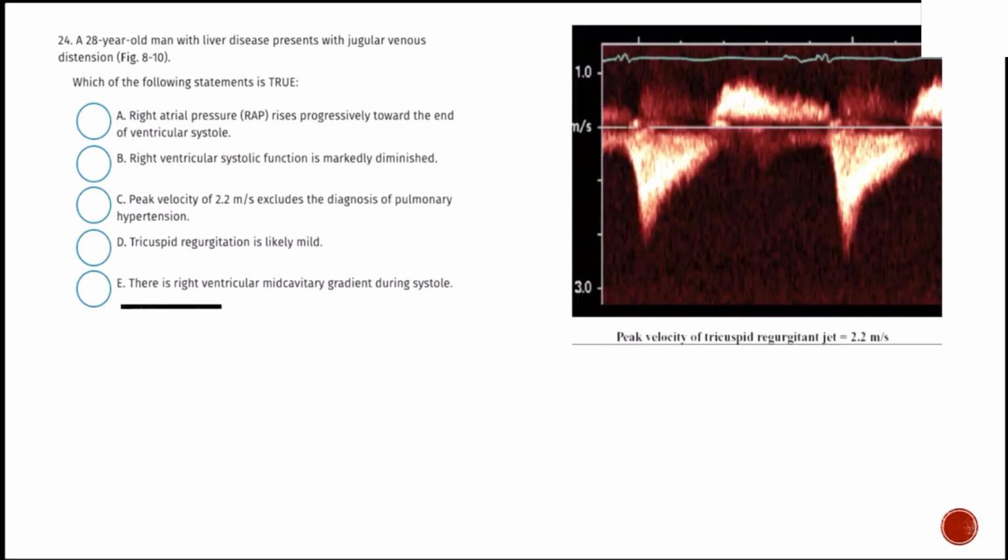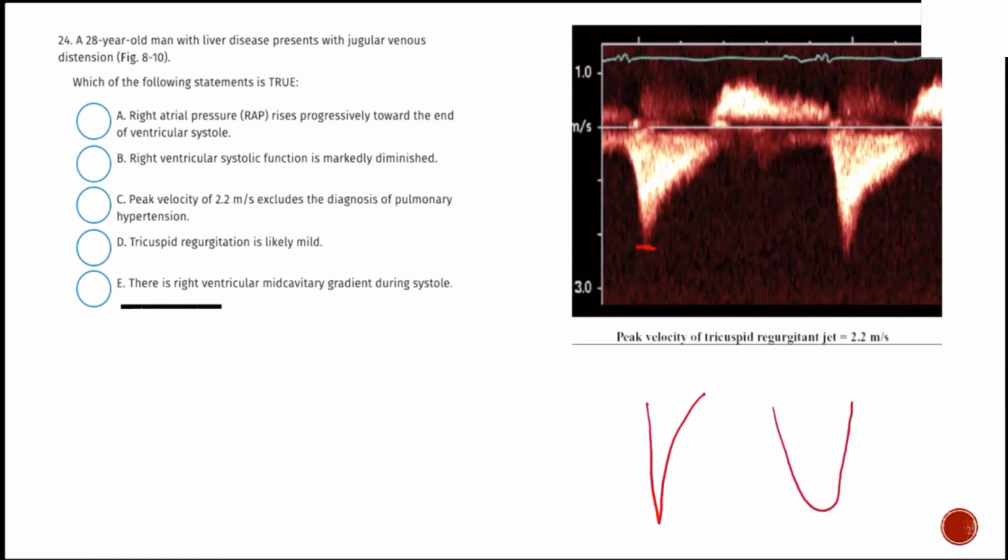And then the very, very last question. 28-year-old man with liver disease presents with JVD distension. Which of the following is true? So what's happening here? What's this waveform look like for us? So we have early equilibration, right? And it goes right back towards normal. We don't have this normal, nice flow.